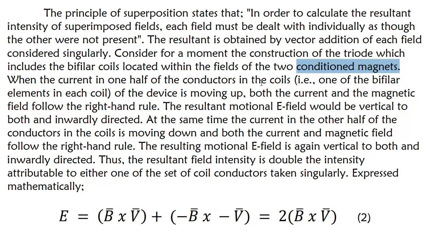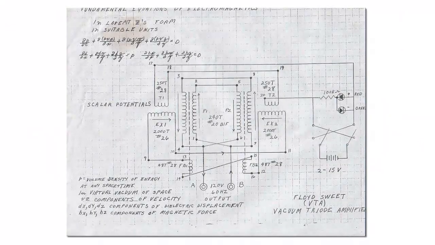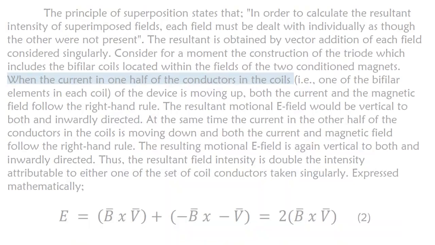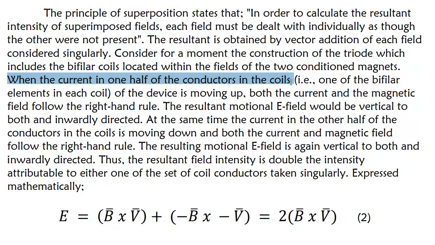Okay, when the current in one half of the conductors in the coils, so we're talking about the coils in one half of the conductors, remember the diagram, i.e. one of the bifilar elements in the device is moving up. We saw the arrows before. Both the current and the magnetic field follow the right-hand grip rule. The right-hand grip rule, look it up if you don't know it. Very important rule, you need to know it.